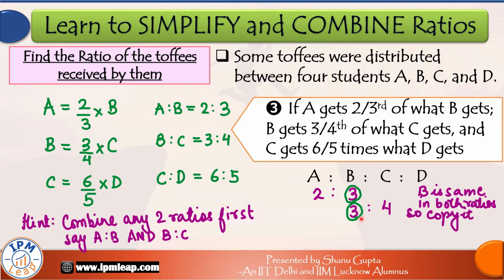Luckily, in the first ratio, B is equal to 3 and in the second ratio, B is equal to 3 again. When we combine these ratios, we should make sure that the original ratios also hold. Since B is equal to 3 in both, we copy 3. A is to B is 2 is to 3, so A will also remain the same. We copy 2 for the value of A. And B is to C is 3 is to 4, so C will also remain the same. We copy 4 for the value of C.